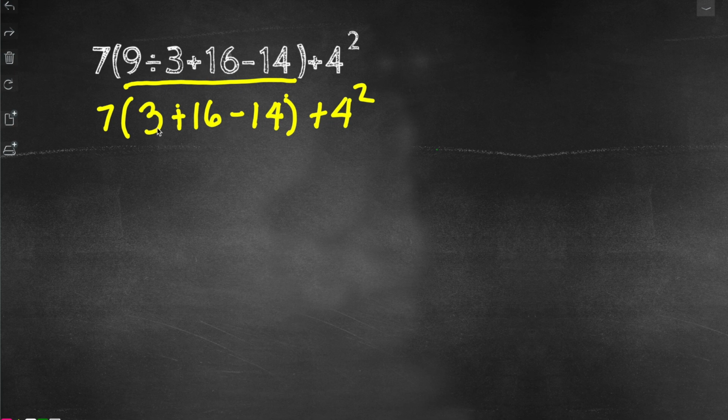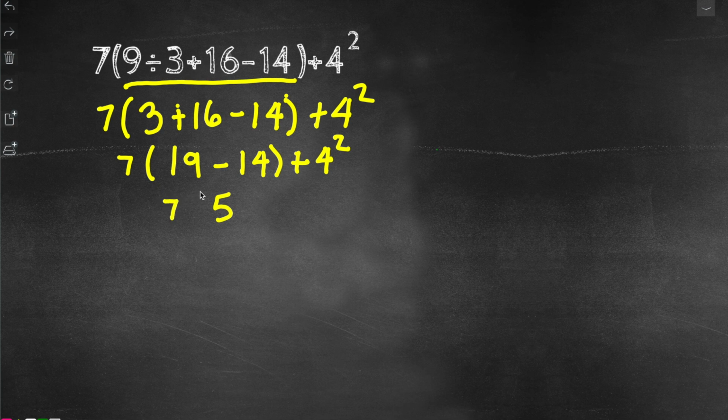The next set of operations I need to do in order from left to right. I see 2 operations in my parentheses. I need to do 3 plus 16, which equals 19. So that comes down, and everything else drops back down: 7 open parentheses, 19 minus 14, end parentheses, plus 4 to the power of 2. One more operation inside. I have 19 minus 14, which is 5. And then everything else drops down.